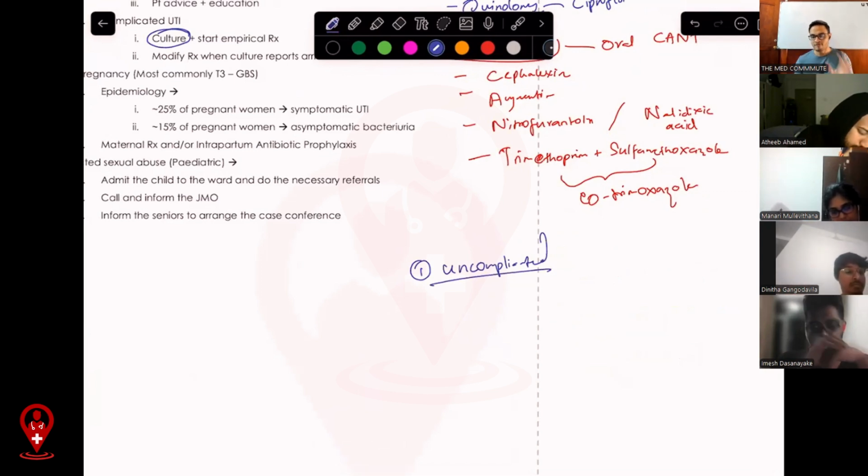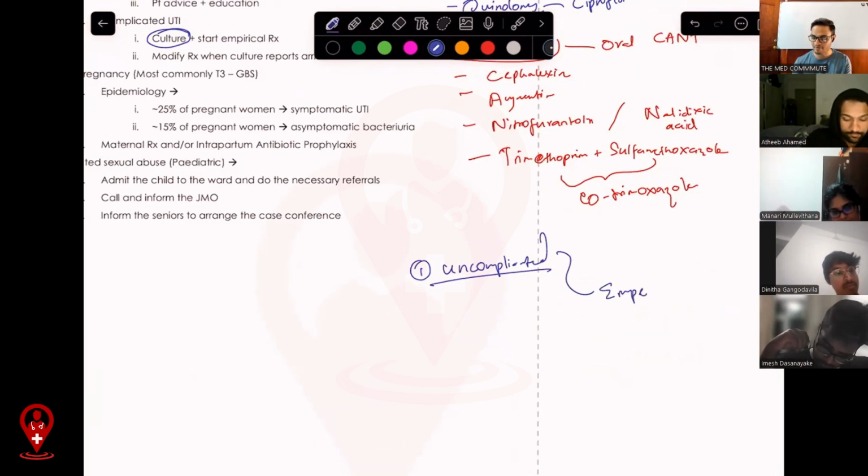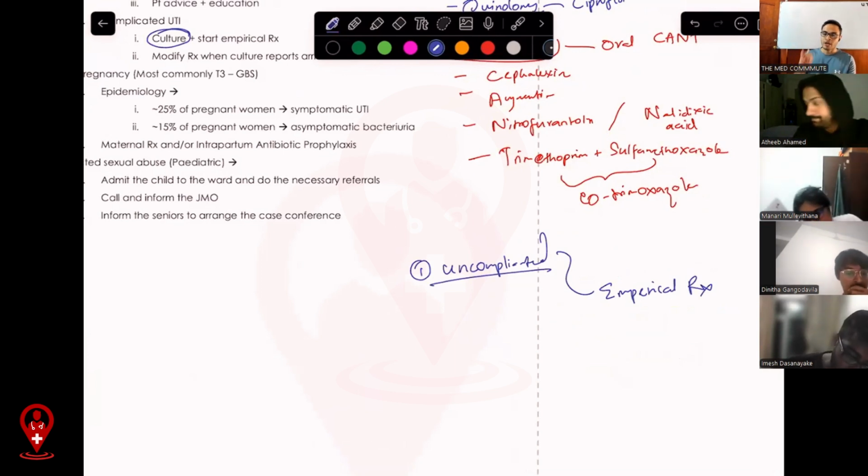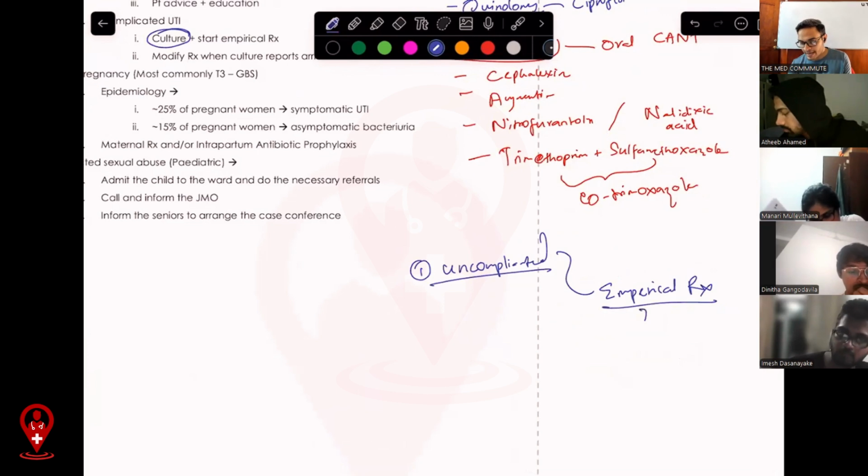If it is uncomplicated, we said we don't usually need to do the diagnostic investigations. We immediately start with what we call empirical treatment. What is this empirical treatment? Without any lab diagnostics, we are blindly starting treatment. This is what empirical treatment is, right? Empirical treatment for uncomplicated cases, guys, usually by 3 to 7 days, they are fine. Usually 3 to 7 days is enough.